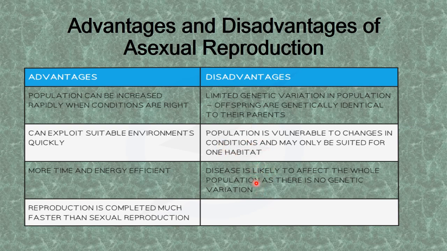And the last disadvantage that we have here is that disease is likely to affect the whole population, as there is no genetic variation. In other words, once there's an outbreak of disease, there's a possibility that the whole population will die off because they all look similar. They are genetically identical. So what happens to one will happen to every one of the offspring. So they are not likely to survive once there is a disease outbreak in the population.